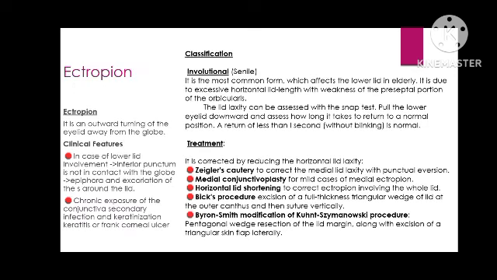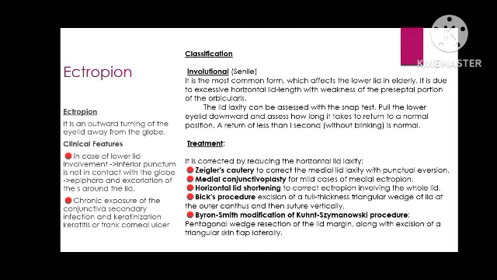epiblepharon. And the next condition is ectropion. In ectropion, it is the outward turning of the eyelid away from the globe. And first one is clinical features. In case of lower lid, involvement of inferior punctum is not in contact with the globe. Epiphora and exfoliation of the skin around the lid. The chronic exposure of the conjunctiva, secondary infection, and keratitis, and frank corneal ulcer.